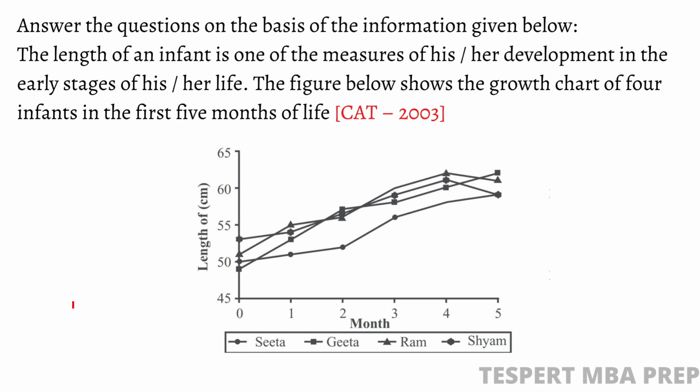The length of an infant is one of the measures of his or her development in the early stages of life. The figure below shows the growth chart of 4 infants in the first 5 months of life, right? So this is the month right from 0 to 5, and this is the length of the infants, 45, 50, which are expressed in centimeters. And Seeta is expressed in this manner, and Geeta in this, Ram in this shape, and Shyam in this manner, right? So you can have a look into these respective graphs, individual graphs.